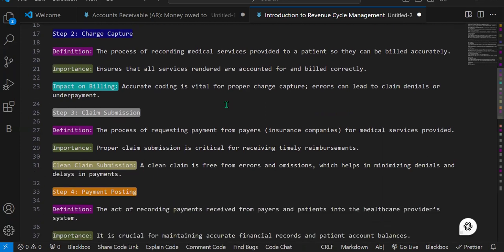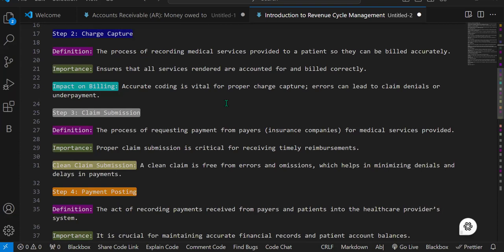So the next one is claim submission, the process of requesting payment from the payer, for example the insurance companies, for medical services provided. Importance: proper claim submission is critical for receiving timely reimbursement. So what is the claim form? It is a form where all the services provided by the doctor are included in the type of coding, and this claim form will be sent to the insurance companies, and they will check whether this claim is correct or not.